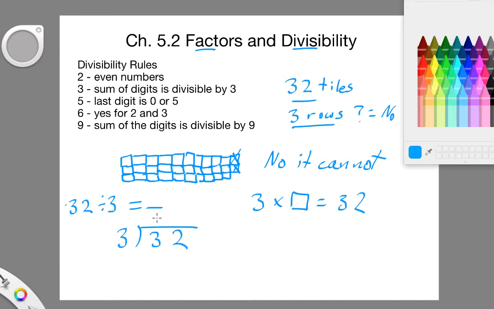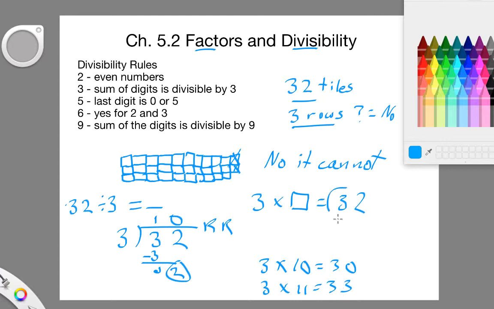And we're going to find out that it's not. 3 times 1 is 3. And when you subtract, you get 0, and you bring down your 2, and 3 does not go into 2. So it's 0 times with a remainder of this 2. So really it's 3 times 10 is equal to 30. If I did the next one, I'd say 3 times 11 is equal to 33. And I can see that 32 is not exactly right. It's close. Okay, it leaves us with 2 left over. 32 is 30 plus 2.